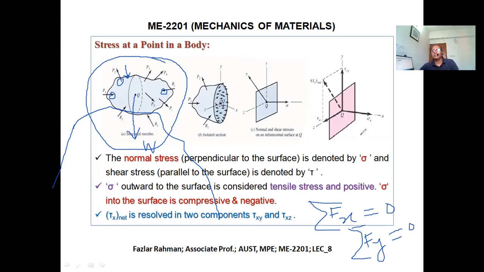Yeah, the moment is 0. That's why it is not rolling. Sometimes we say it is not moving, but it might be rolled a little bit, slightly. Okay, but it is not rolling, not tilting. That means the summation of Mx equals 0, and the summation of My equals 0.